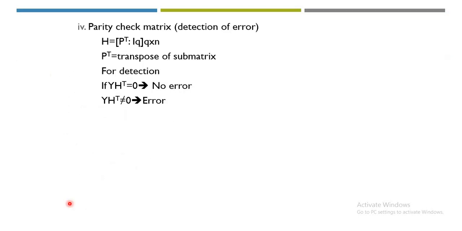Next, for detection of the error, the term we use is the parity check matrix, indicated by H, and this is given by [P transpose : I_(n-k)]. This P transpose is nothing but the transpose of the P submatrix which we saw in the generator matrix. And for detection, what is the procedure? Y into H transpose is equal to 0. We take the multiplication of the received code word with H transpose, and if the answer is equal to 0, it indicates the received code word is without error. But if the answer is not equal to 0, it indicates the received code vector has an error.